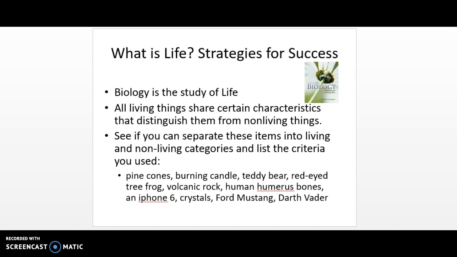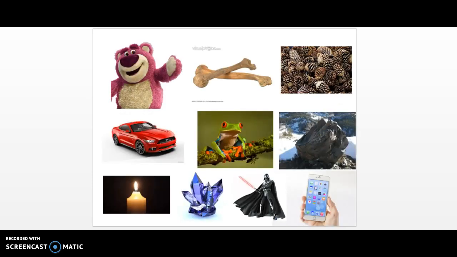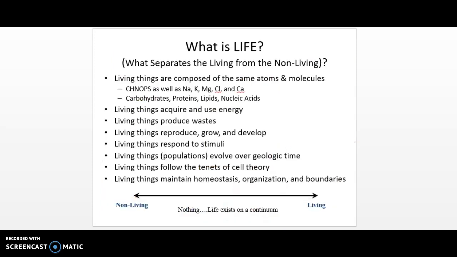So we know biology is the study of life, and we know that all living things share common characteristics that distinguish them from the non-living things. But what are the criteria that separates living from non-living things? One activity I usually use with my students is, okay, split these up into living and non-living things. Once you do that, take a moment, pause it, try it yourself. Then I want to know the criteria for you separating them into living and non-living. Hopefully you're going to list some of these.